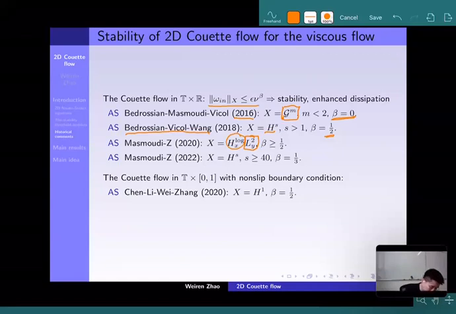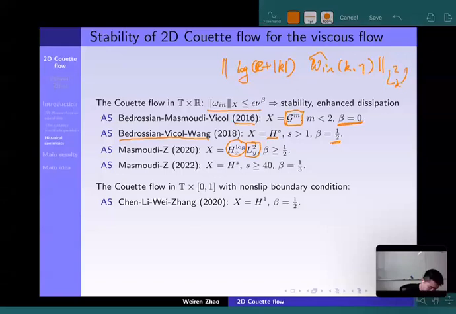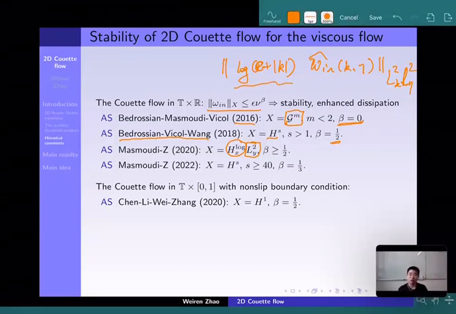So if you write down this function space, you can say this one. This is k, and the initial data omega, this is k, eta. The L2 in k and the L2 in eta. So in this space, this is small. So we only need some logarithmic regularity in k.